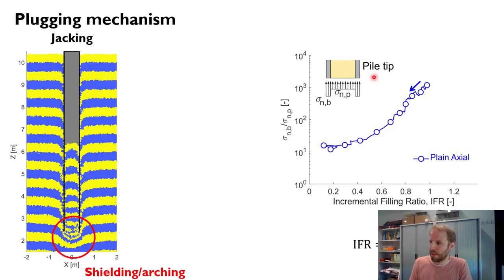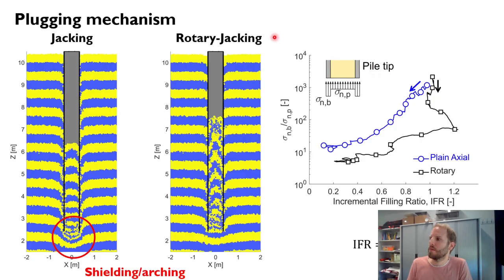So still, even when we have partial plugging, the pile tip here takes much higher stress than the plug on the inside. Now, when we apply some rotary jacking, we can see that we have a totally different plug state. We still have some shearing on the outside, but we have a lot of shearing on the inside. There's a high disturbance of the plug. And at the bottom, there is much less shielding arching. We can't see this nose cone as in the previous case. Also, if we look at the ratio between the stress acting on the pile tip and the stress acting on the plug, it is much lower.